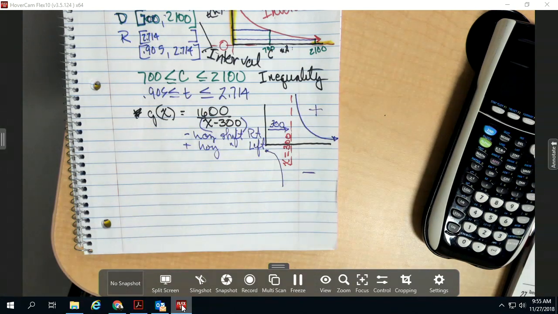Label your axes, include the vertical asymptote in your sketch. So for what values of x, I'm on part C, for what values of x is your charger going to be negative? If your charger is less than 300. Less than 300 milliamps.